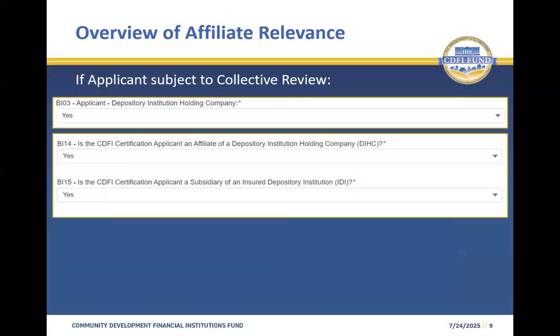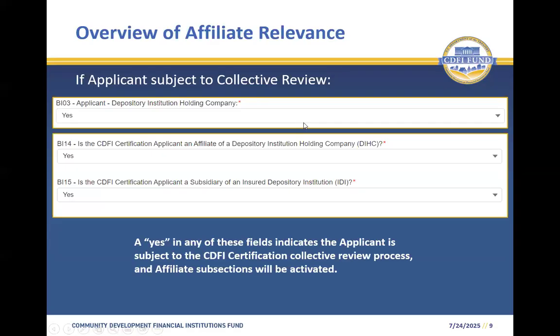Certain application questions in the basic information sections of the application identify whether or not an organization is subject to the collective review for banking entities. A yes in any of these fields indicates that the applicant is subject to the CDFI certification collective review process, and this means that the activity of the applicant and certain affiliates will be evaluated together collectively. When this happens, specific affiliate subsections are activated in the application, and these must be completed.